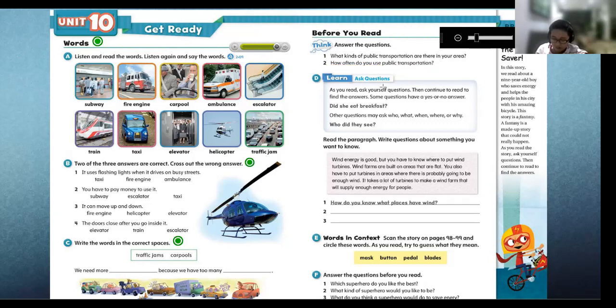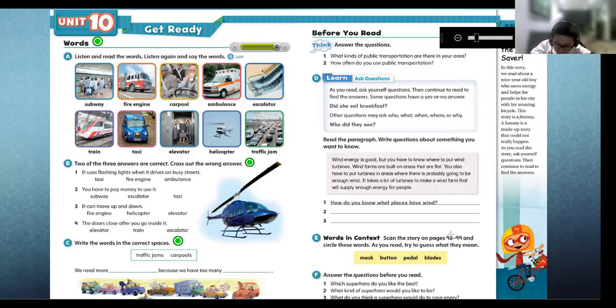Now here, ask questions. As you read, ask yourself questions. Then continue to read to find the answers. Some questions have a yes or no answer. Did she eat breakfast? Yes or no. Other questions may ask who, what, when, where, or why. Who did they see?